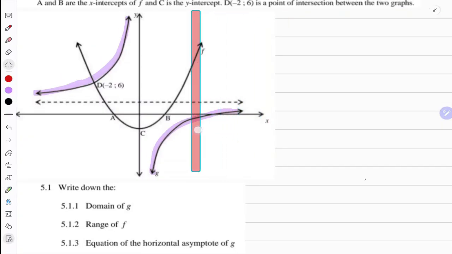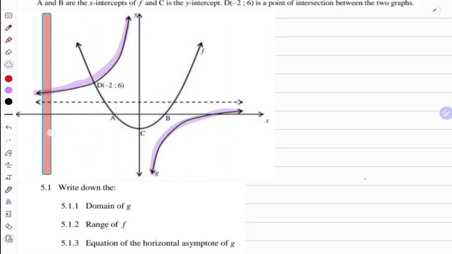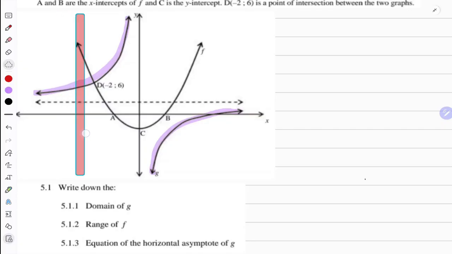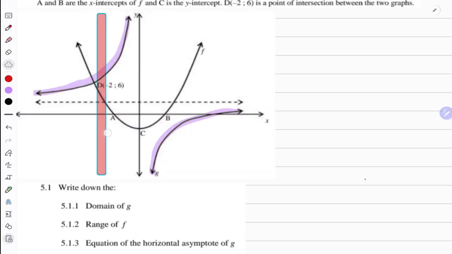So let's see for which values of x does this function exist. Remember, we're focusing on the purple graph, which is the hyperbola. So if you run your vertical line horizontally along the x-axis, you see it exists for all x values from negative infinity going, and then when we reach the y-axis, x is equal to 0, the function doesn't exist anymore.